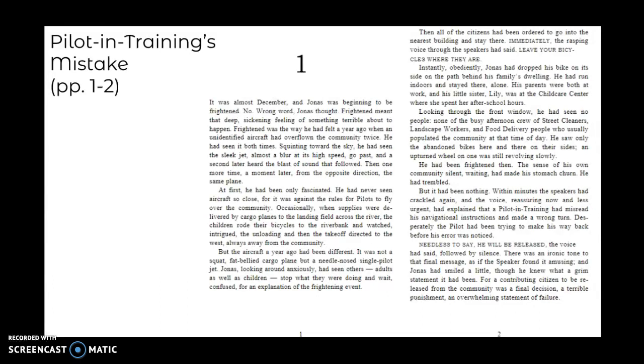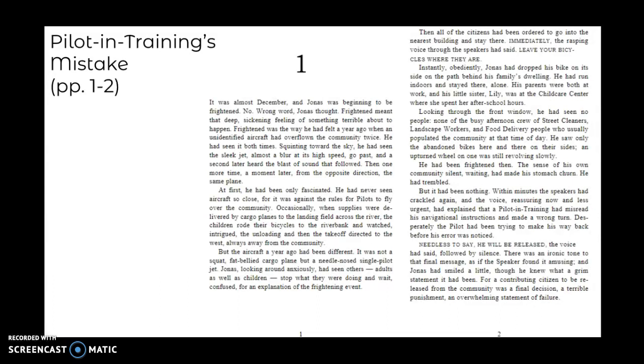Then all of the citizens had been ordered to go into the nearest building and stay there. Immediately, the rasping voice of the speakers had said, "Leave your bicycles where they are." Instantly, obediently, Jonas had dropped his bike on its side on the path behind his family's dwelling. He had run indoors and stayed there, alone. His parents were both at work, and his little sister, Lily, was at the child care center where she spent her after-school hours. Looking through the front window, he had seen no people, none of the busy afternoon crew of street cleaners, landscape workers, and food delivery people who usually populated the community at that time of day. He saw only the abandoned bikes here and there on their sides. An upturned wheel on one was revolving slowly.